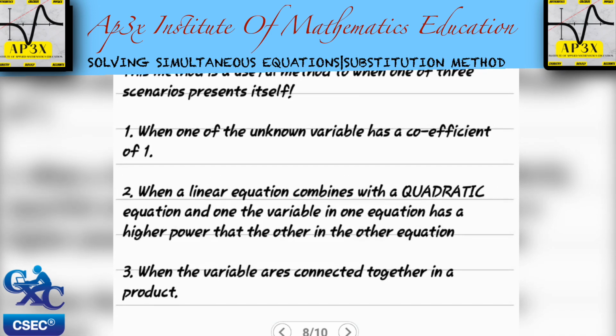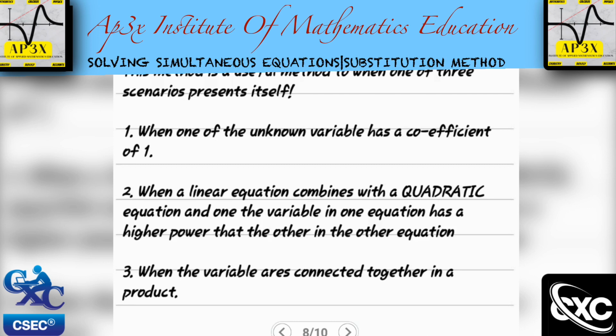Now, this method is useful when one of 3 scenarios presents itself. Number 1, for me personally, when I look at a pair of simultaneous equations, I'm always looking for when one of my variables, one of the x or the y or the a or the b, has a coefficient of 1, then I know that this method can be used. And particularly, I find that this method is a little bit simpler than the elimination method. I mean, that then boils down to personal preference.